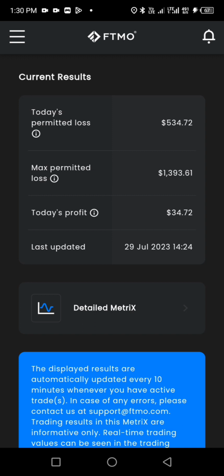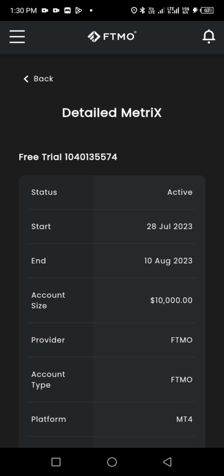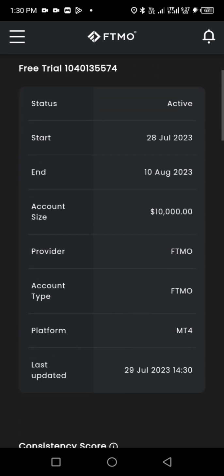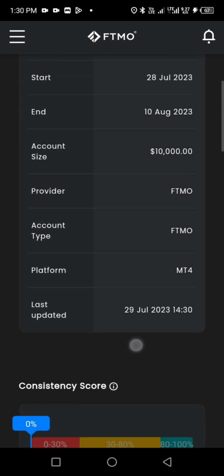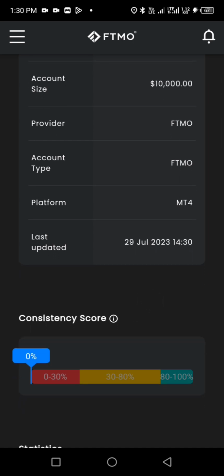I'm just going to go into the detailed metrics of how this account really played out. I started it, like you can see, 28th July. It's active, ends on 10th of August. Account size is $10,000. FTMO is the provider. Account type is FTMO. Platform is Metaphor. I'm actually using Metaphor because of my trading strategy. I can only feel more comfortable to set it up on the Metaphor on mobile. By the way, it's on my mobile phone.